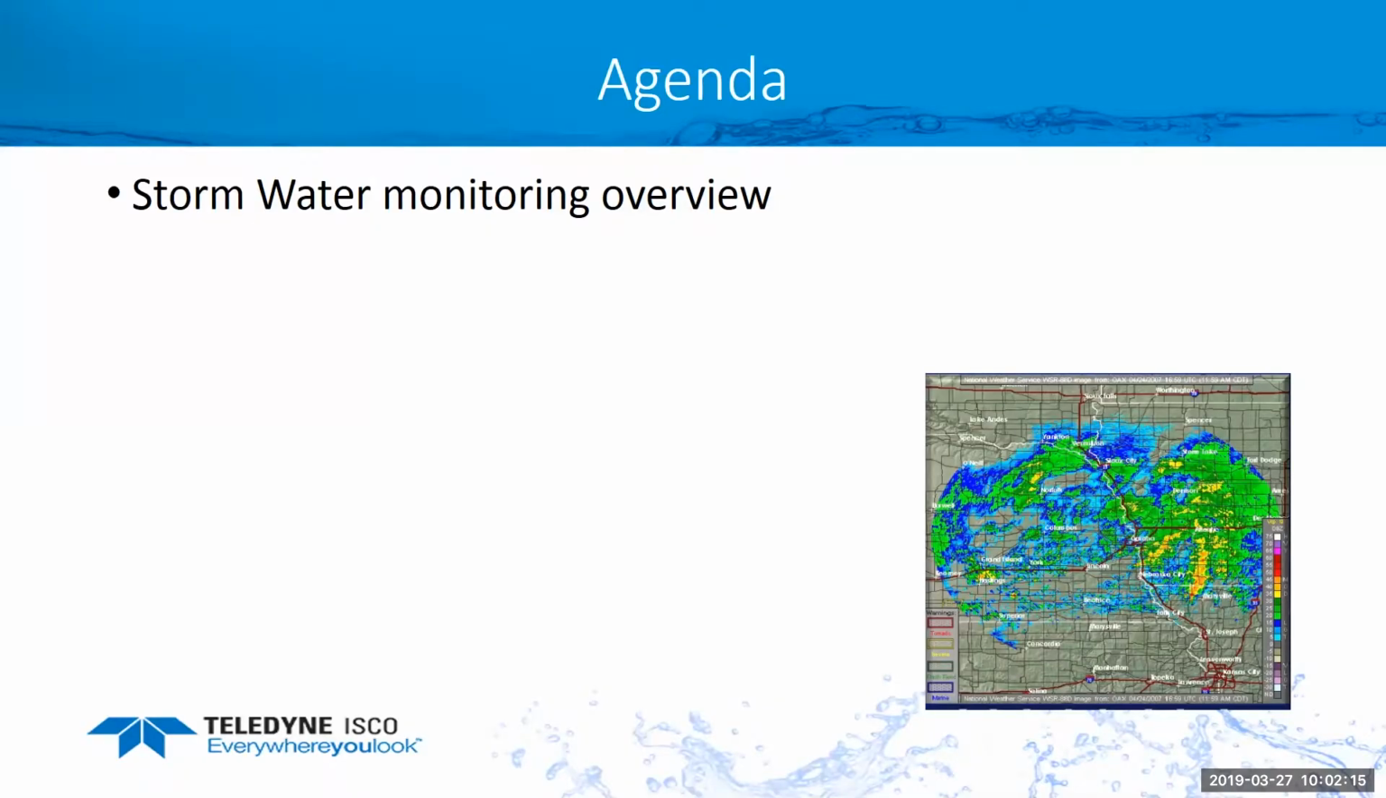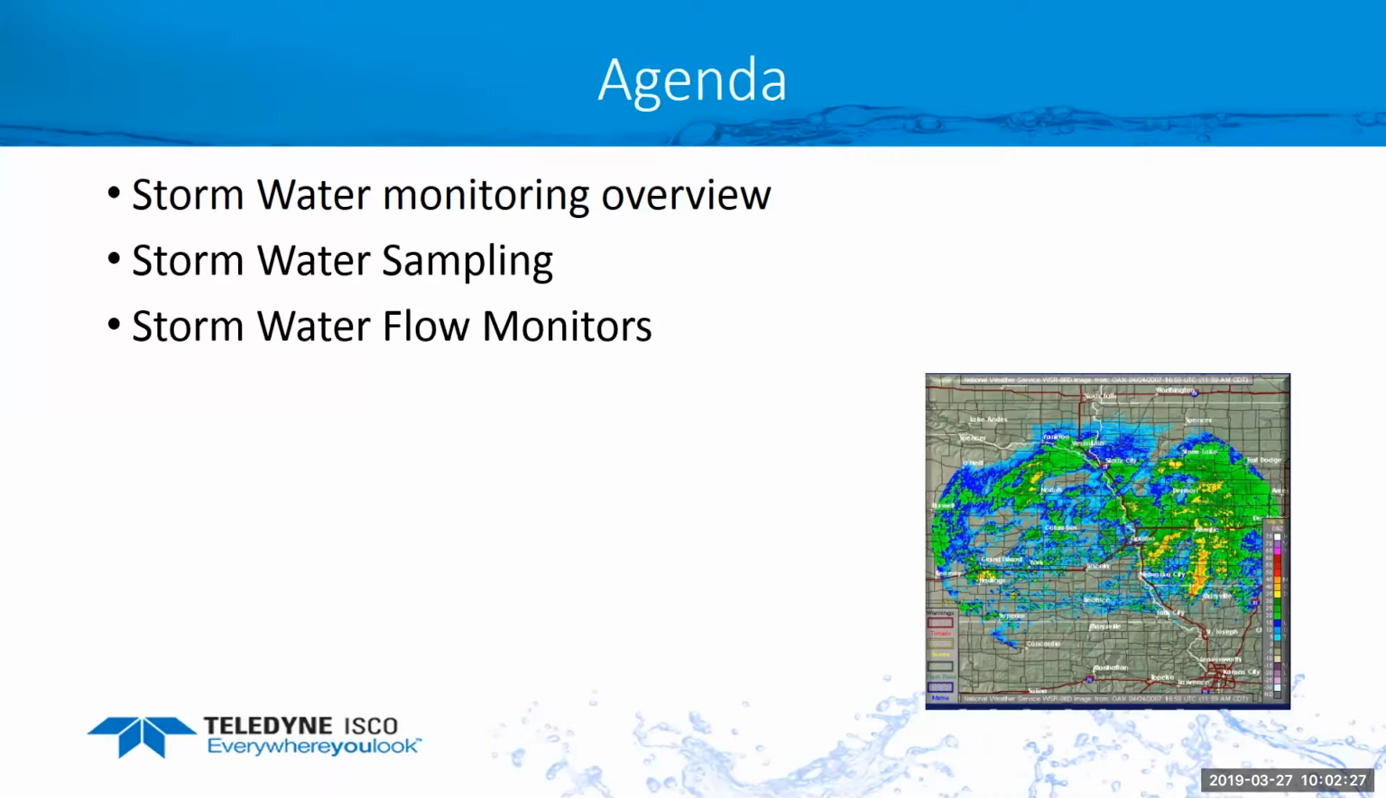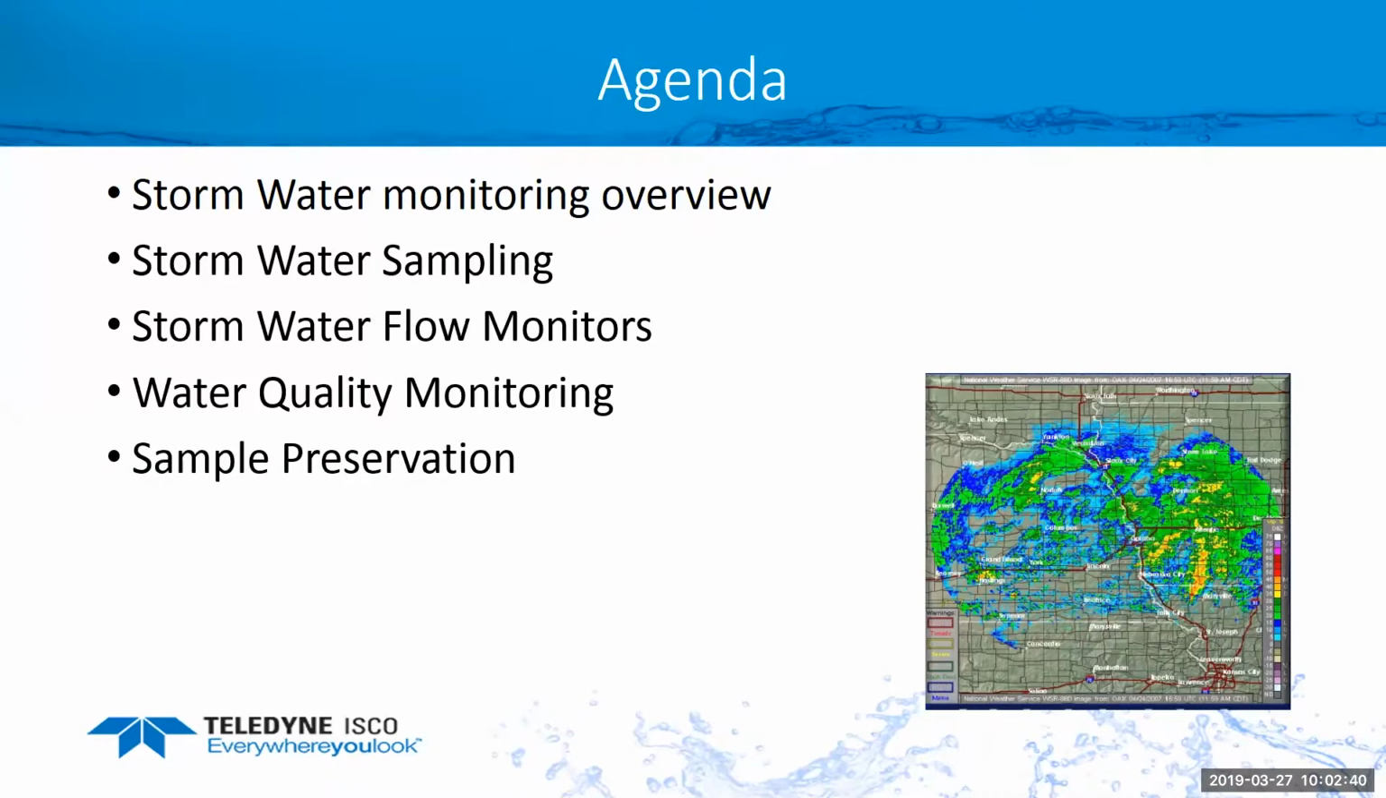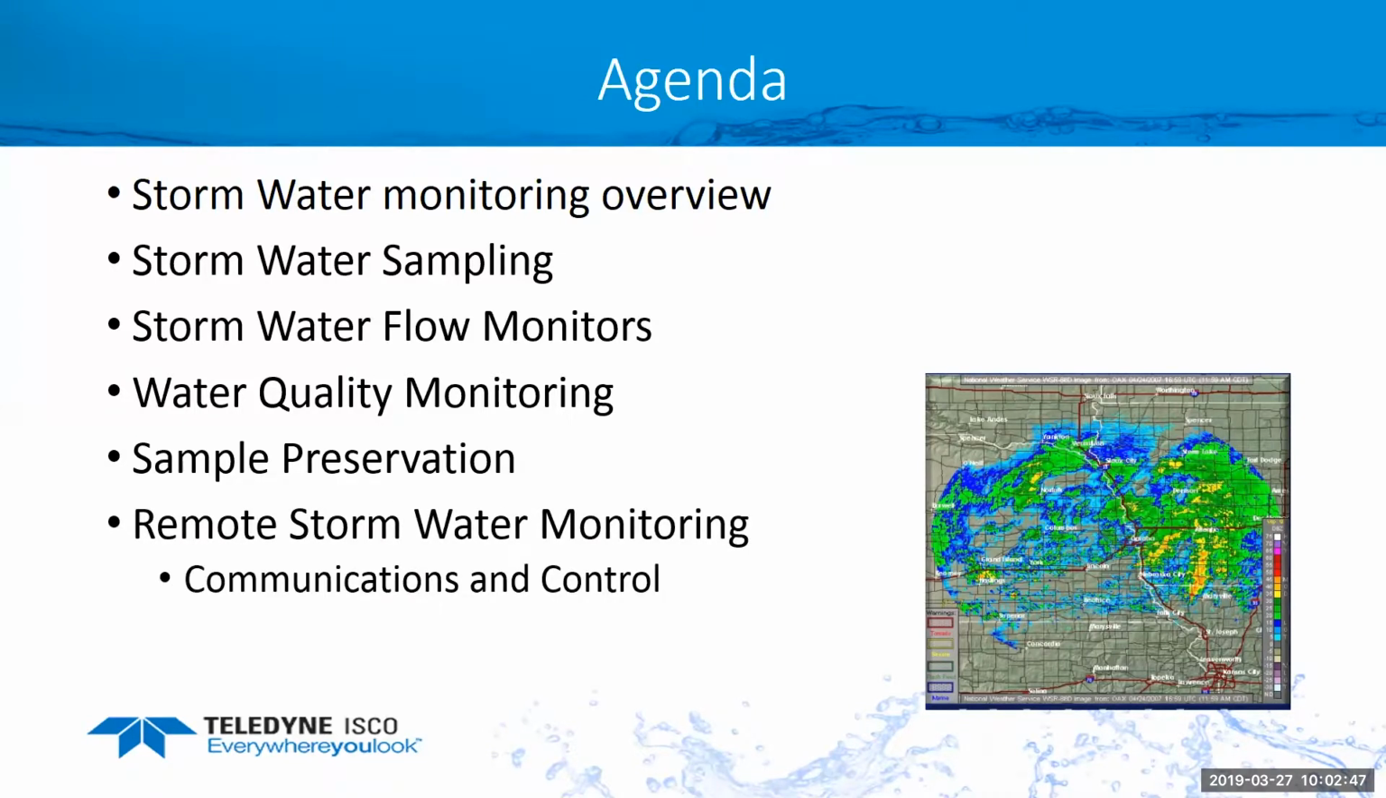At first here, we're going to cover the topics we're going to go over. At the beginning, we're going to go over the stormwater monitoring overview. We're going to talk about stormwater sampling, of course. We're going to talk about flow monitoring in those stormwater sampling applications, water quality monitoring, which is for parameters like pH, turbidity, et cetera. We'll talk about that a bit. Sample preservation, keeping our samples cold while we wait to pick them up. And then remote stormwater monitoring, which is basically going to cover communications and control of the sampler remotely.